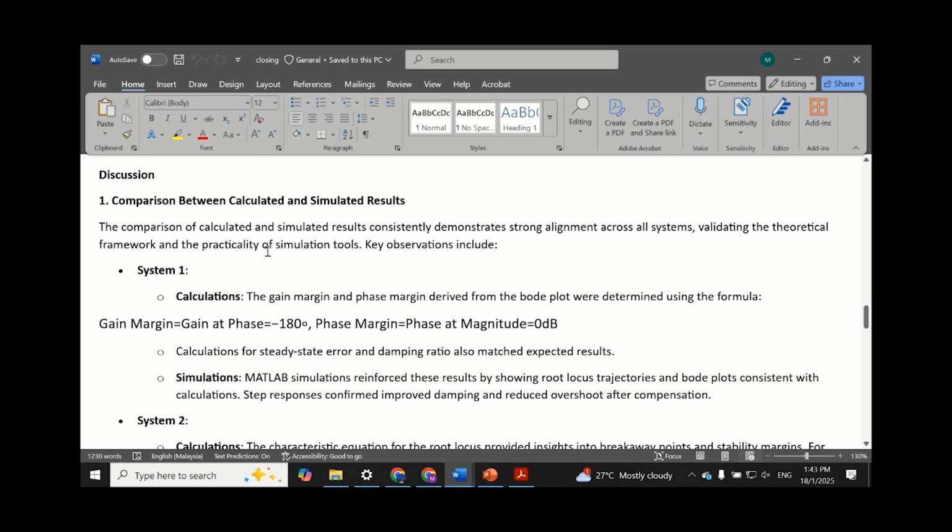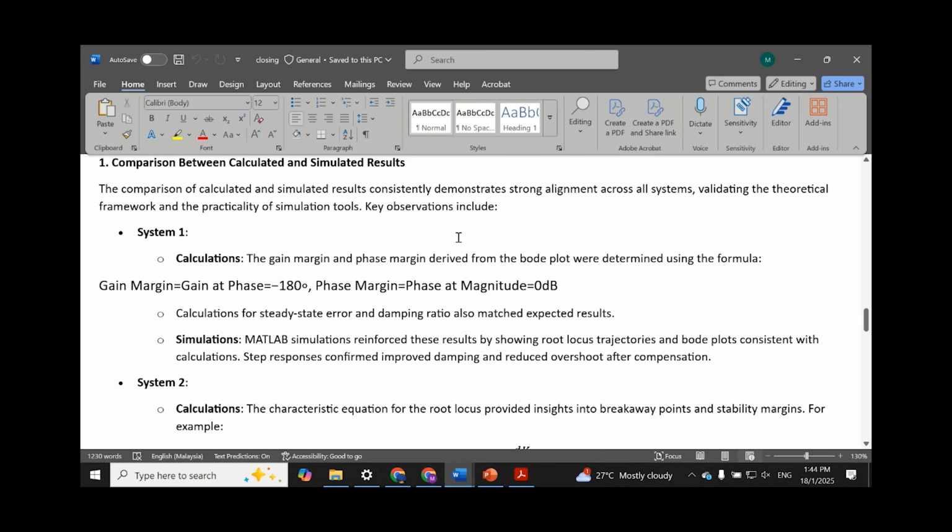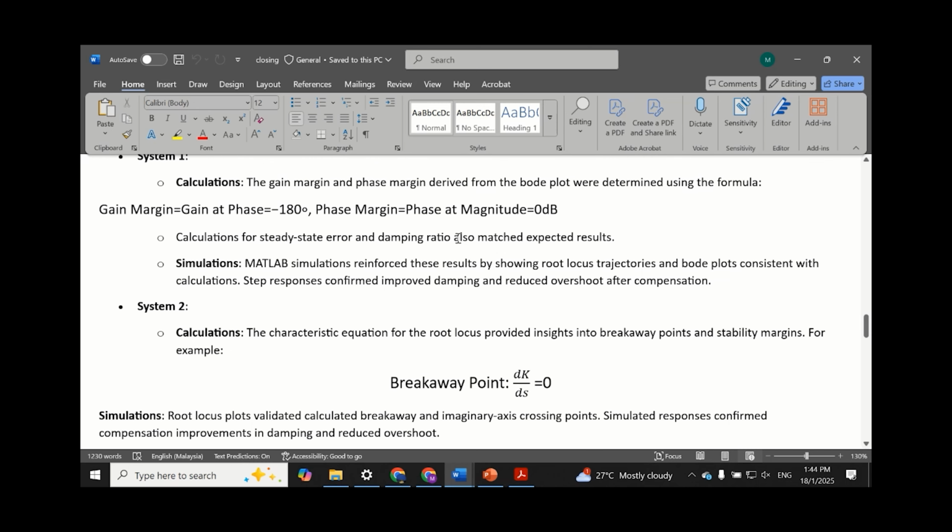So, the comparison of calculated and simulated results consistently demonstrates strong alignment across all systems, validating the theoretical framework and the practicality of simulation tools. Key observations include System 1. The calculation of gain margin and phase margin derived from the Bode plot were determined using the formula: gain margin equals the gain at phase equals negative 180 degrees, whereas the phase margin is the phase at magnitude 0 dB. Calculations for steady state error and damping ratio also match expected results.